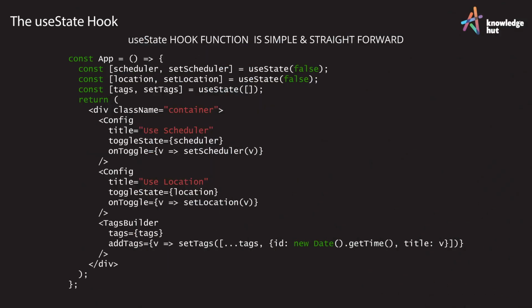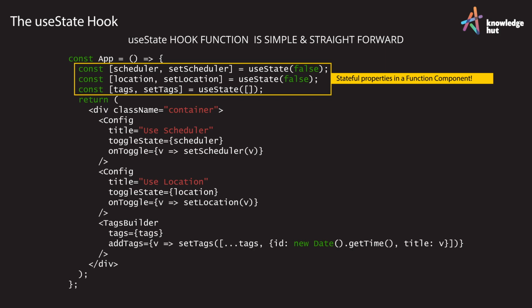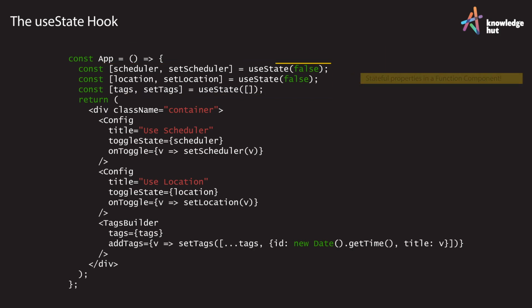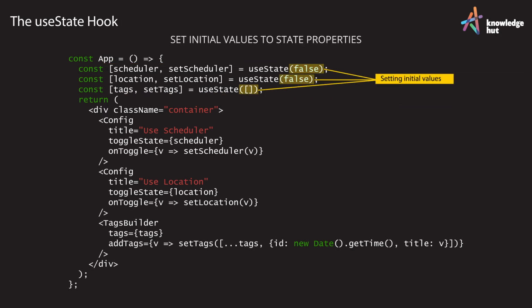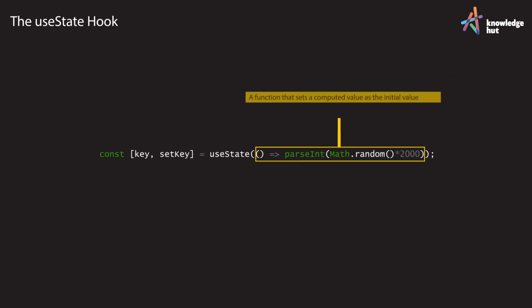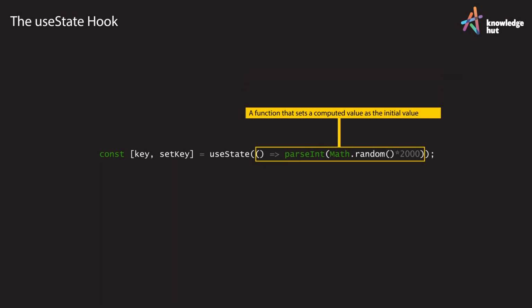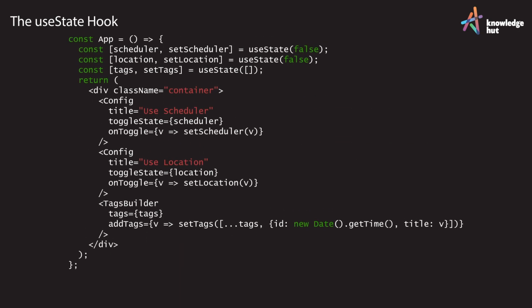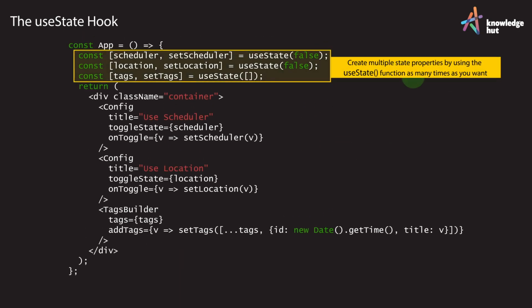As you saw in this example, the useState hook function is amazingly simple to use and offers a straightforward way to add stateful properties to a function component. You can also set initial values to state properties by passing a value as an argument to the useState function. Additionally, this can also be a function which can be used to compute a value first, as seen here. And remember, you can create as many stateful properties by simply using the useState function as many times as you need.